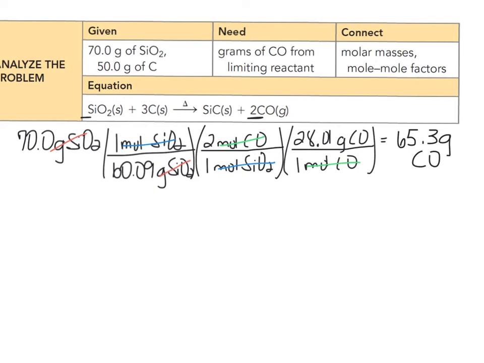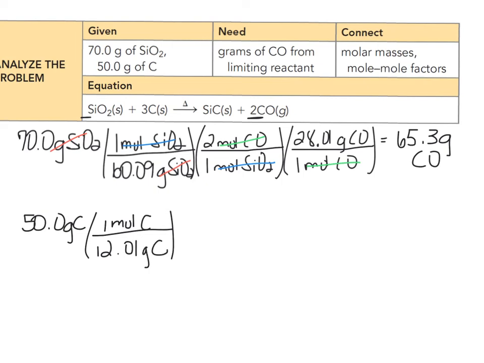Now I'm going to do the same thing, but this time I'm going to start with the 50 grams of carbon. First step is going to be the molar mass of carbon, because I'm converting grams of carbon to moles of carbon. So 1 mole of carbon is 12.01 grams. Grams of carbon cancel, of course. Now I need the mole-to-mole ratio for carbon and carbon monoxide. I'm still putting carbon monoxide on top, that's still my unknown. So 2 moles of carbon monoxide over 3 moles of carbon. Moles of carbon cancel, giving me moles of carbon monoxide.